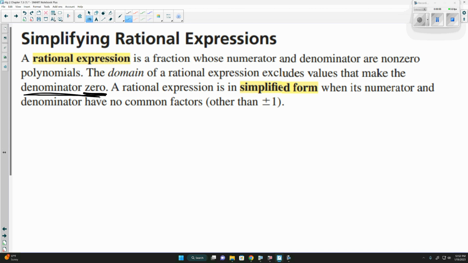Those values won't work. Now, a rational expression will be considered in simplest form, or simplified form, if the numerator and denominator, the top and bottom, have no common factors other than positive or negative 1. Positive 1 because if we factor the 1 out, it doesn't change anything. And if we factor out a negative 1, it's just making the signs change from positive to negative or negative to positive. So if it has a common factor other than 1, we have to simplify it out. If the only common factor is 1, then we're good there.